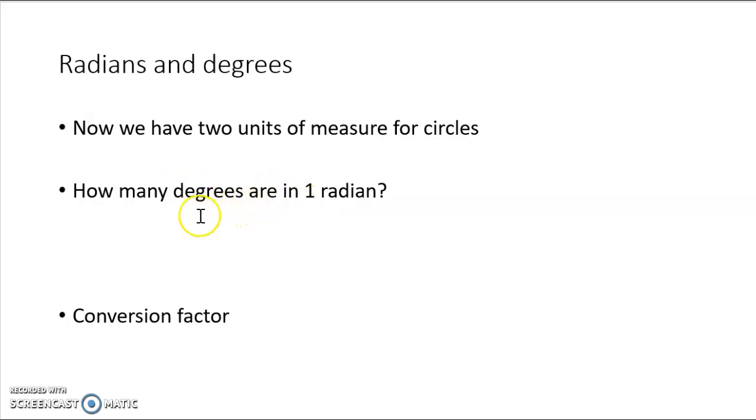So how many degrees are in 1 radian? Well, let's see. How many degrees are in 1 circle? There's 360, and there's 2 pi radians in a circle. So that means there's 180 over pi degrees in 1 radian. And just to save us time, that's around 57 degrees.